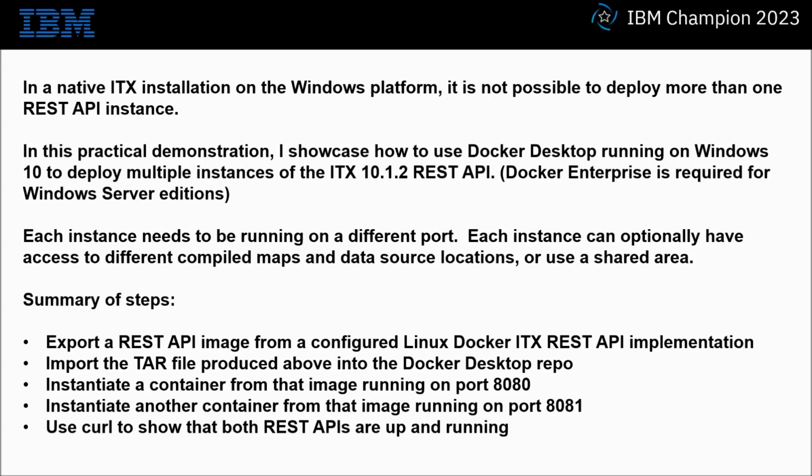As a summary of steps, first, I'm going to export a REST API image from a pre-configured Linux Docker ITX REST API implementation. Then I shall import the tar file produced from the above process into the Docker Desktop repo. I will instantiate a container from that image running on port 8080. I will then instantiate another container running from that image on port 8081. Finally, I will use curl to show that both REST APIs are up and running.